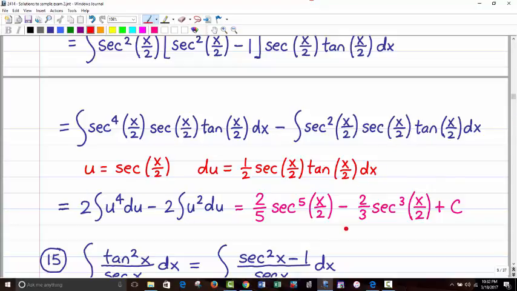And then basic power rule, so antiderivative of u to the 4th will be 1/5 u to the 5th, so the 2 makes it 2/5. And u squared will be 1/3 u cubed, but the 2 makes it 2/3. So you end up with 2/5 secant fifth of x over 2 minus 2/3 secant cubed of x over 2 plus c.